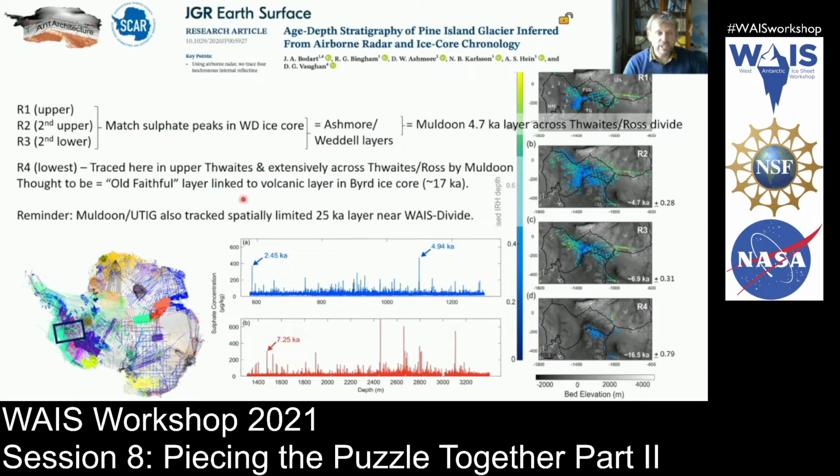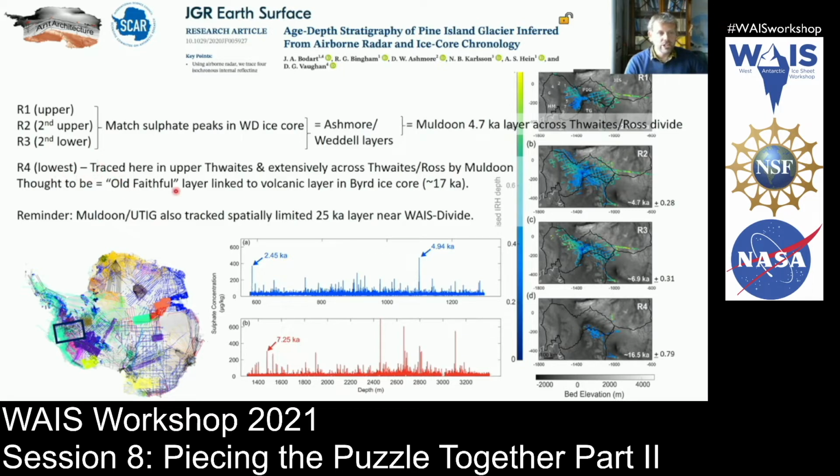So I'll try and bring this all together now. The 3 upper layers in the Bodart et al. study tracked across Pine Island Glacier, 2 of the middle ones are basically the same as the 2 lower layers in Ashmore's study traced across Institute Möller ice streams. And one of those is the same as the 4.7 thousand year old layer tracked across the Thwaites and Ross Divide. So a key message is that there is at least one internal layer that is very, very visible and very extensive across pretty much the whole of the West Antarctic ice sheet.